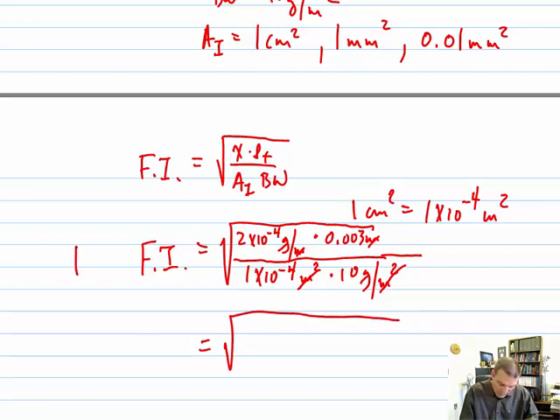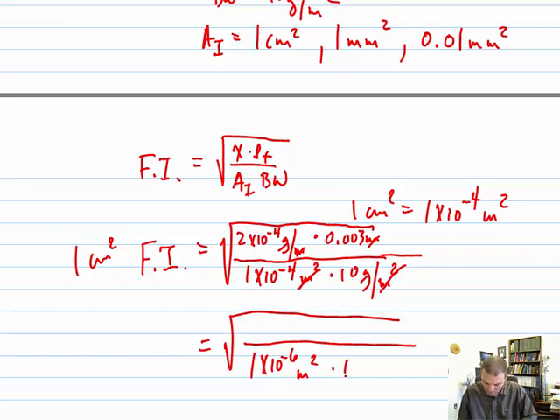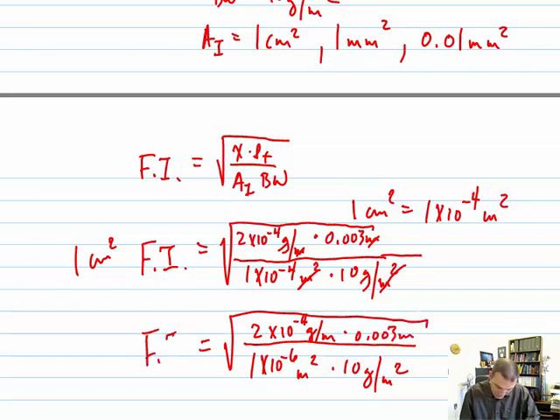So this is the formation index at 1 centimeter squared. What would change for 1 millimeter squared? It would be exactly the same, except we would have 1 times 10 to the minus 6 meter squared for the 1 millimeter squared, times 10 grams per meter squared, 2 times 10 to the minus 4th grams per meter times 0.003 meters. And this would be the formation index at 1 millimeter squared.